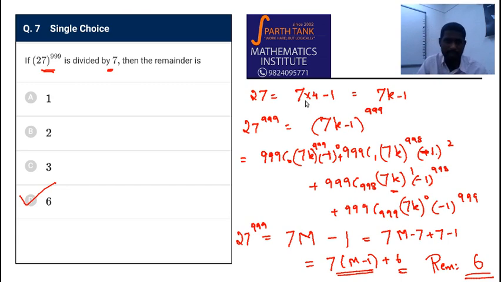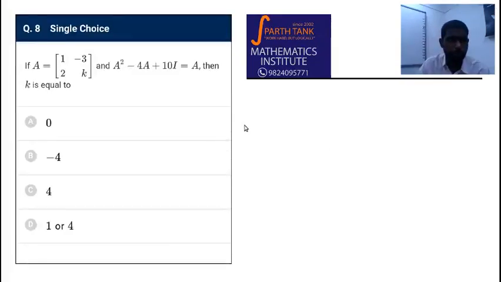So the answer is option D, 6. Very simple. Just write 27 as 7 times 4 minus 1. Important thing is to bring 1 or minus 1 here so that the whole thing can be handled easily. Let us move on to question number 8. If A is the matrix and A squared minus 4A plus 10I is A, then K is equal to how much? A very direct problem.